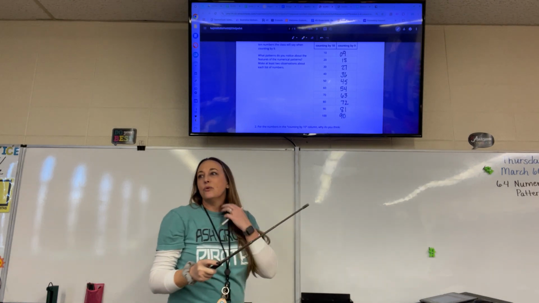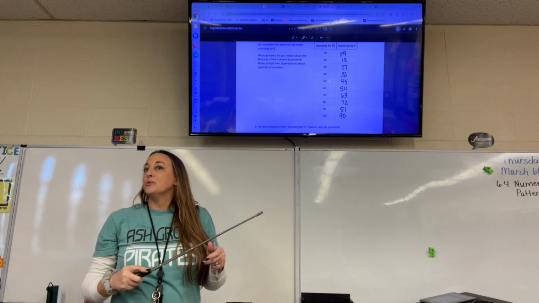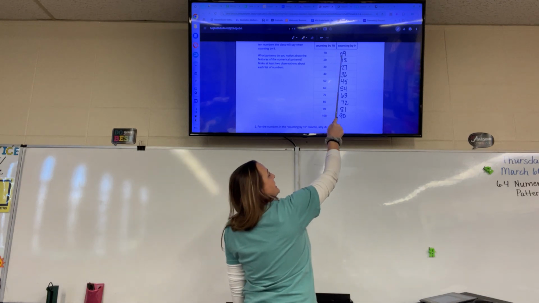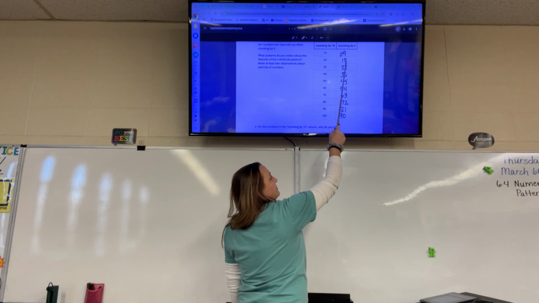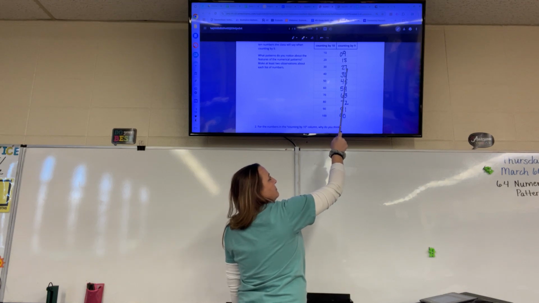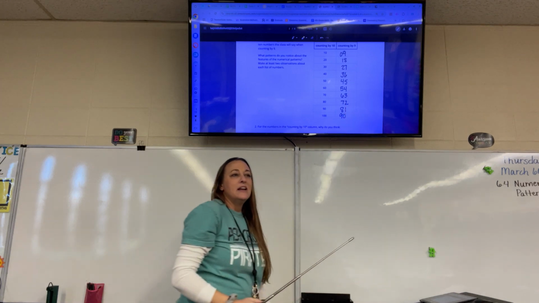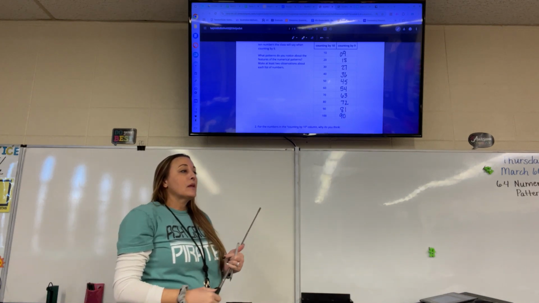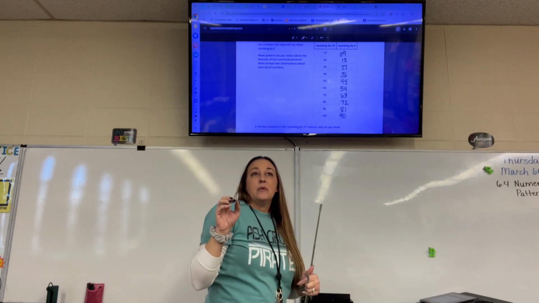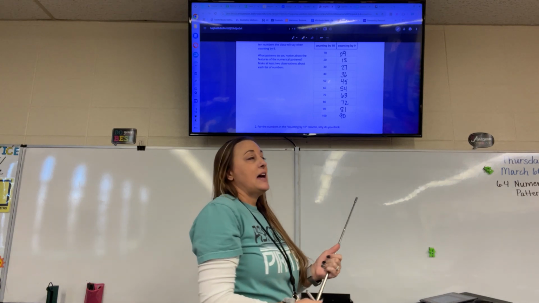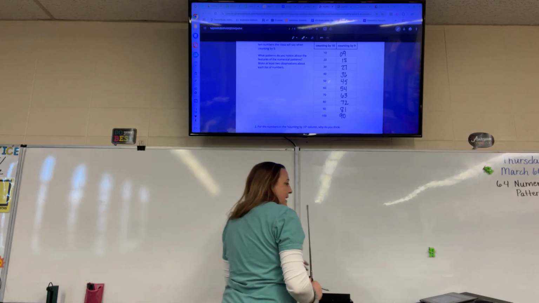And then another cool thing about the multiples of 9. What is 0 plus 9? 9. 1 plus 8, 9. 2 plus 7, 9. 3 plus 6, 9. 4 plus 5, 9. So the sum of the digits on multiples of 9 equal 9. They add up to 9.